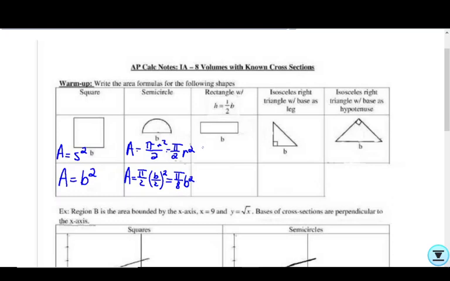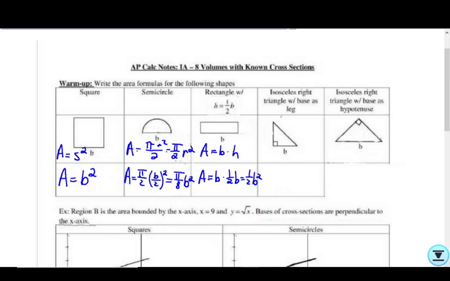Now a rectangle, the normal equation is base times height. But for this specific rectangle, the height is 1/2 the base, so it's going to be base times 1/2 the base, which is 1/2 base squared. Hope you start seeing the pattern soon. Now, an isosceles right triangle with the base as a leg.